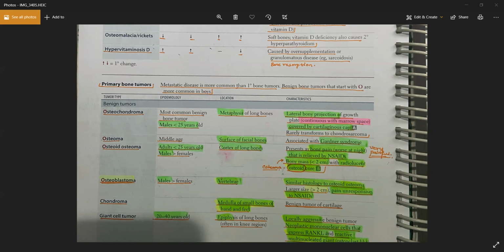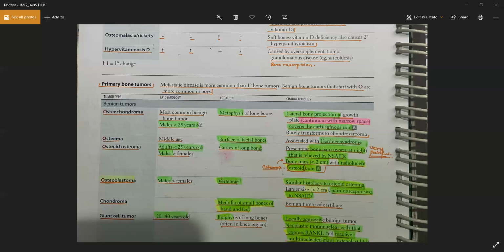Then comes the vertebra, and you have the osteoblastoma, which generally involves the vertebra, and this kind of patient always presents with bone pain, and the bone pain cannot be resolved by taking any NSAID or any other pain relieving therapy. The patient will have a continuous bone pain, and it generally affects the vertebra of the patient.